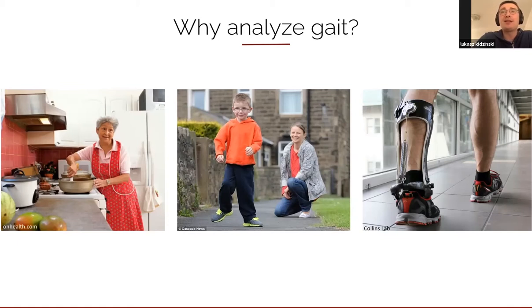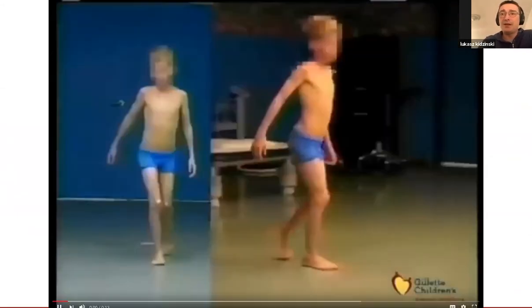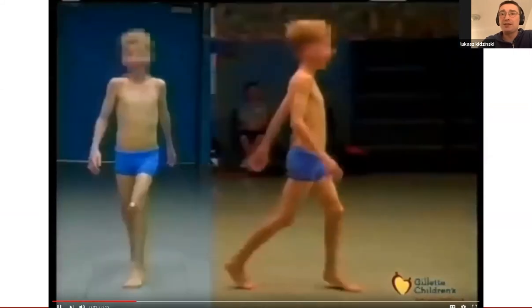The other population is prosthetic amputees and prosthetic patients, where we want to analyze the gait of subjects so that we can build better devices, either prosthetics or assistive devices, for making them walk better and faster in different scenarios. Just to give you a more concrete example, let me show you a short video of a patient with cerebral palsy.